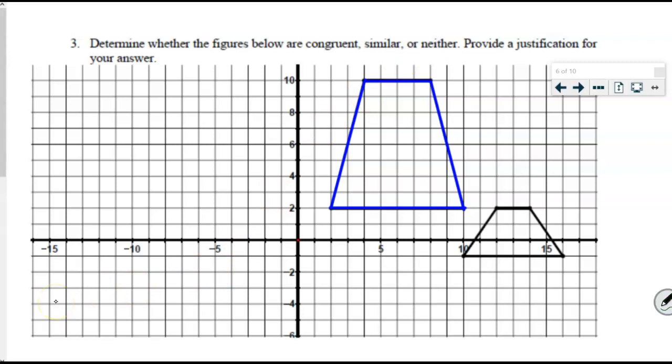All right, are they similar? Just an open discussion. Are they similar? No. Now justify it. Tell me how you know they're not similar. Let's start with Sam.